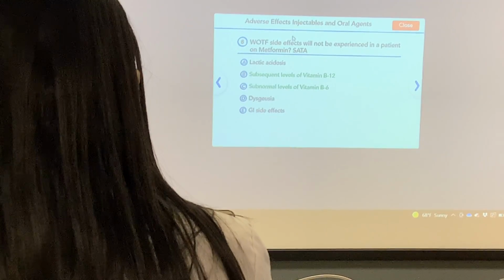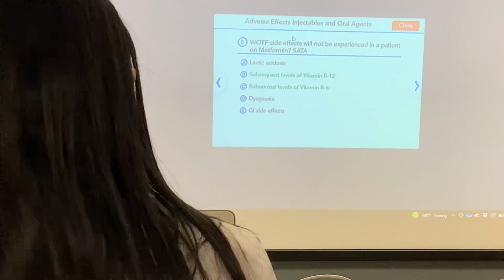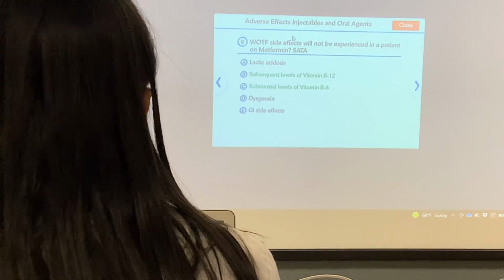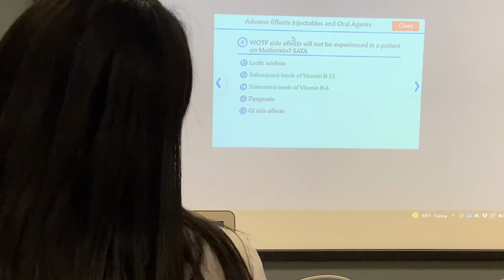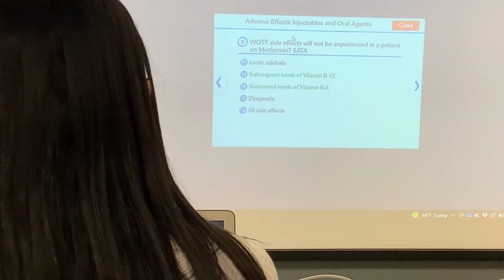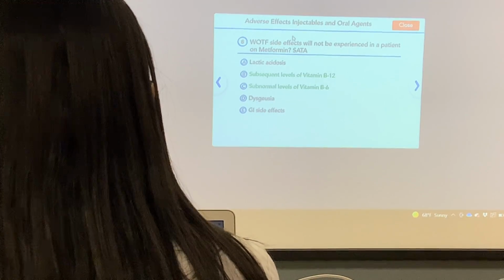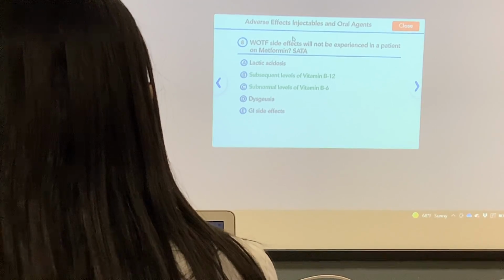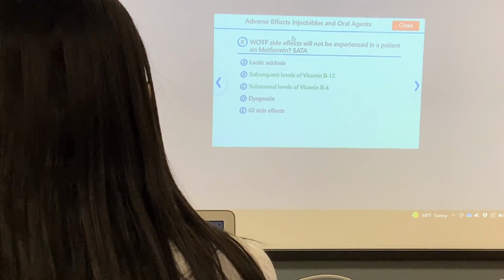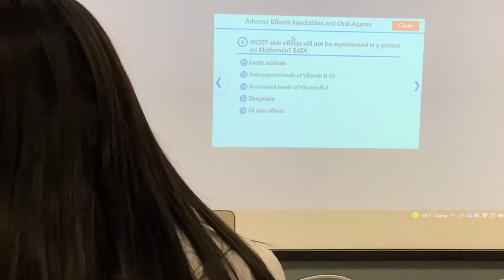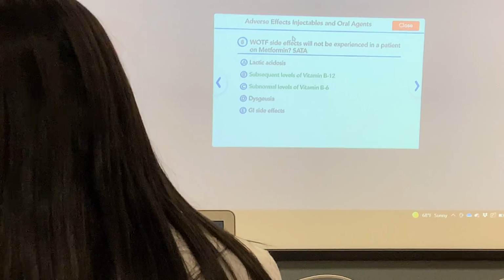So number 8: which of the following side effects will not be experienced in a patient on metformin? Select all that apply. So the question is asking for which one is incorrect. I know you might be tempted to put B as the answer, but instead of putting subnormal, I switched it with subsequent. And for C, it has nothing to do with vitamin B6, it's B12.